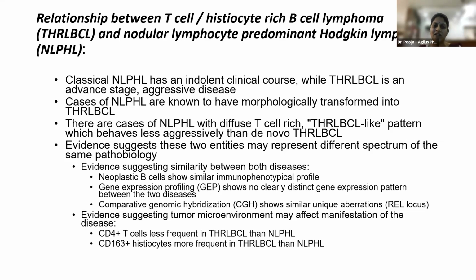And the last thing I'd like to highlight is the microenvironment. The microenvironment might suggest the way the tumor behaves, because CD4 positive cells are less frequent in a large B-cell lymphoma as compared to an NLPHL. Yeah, thank you.